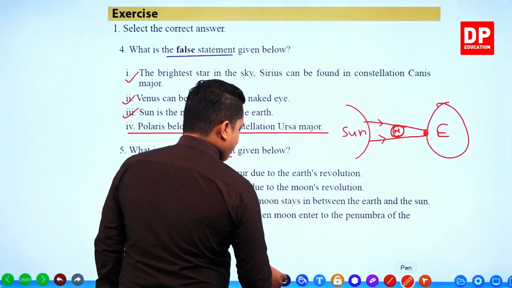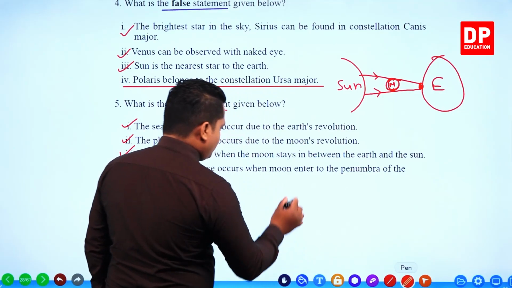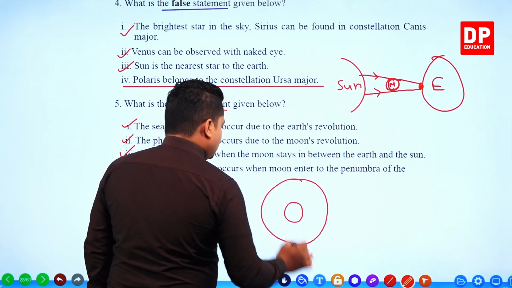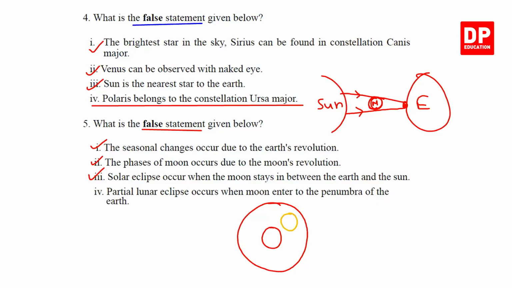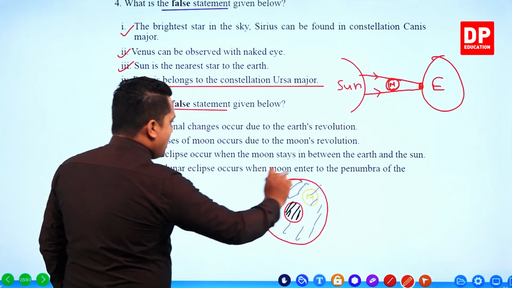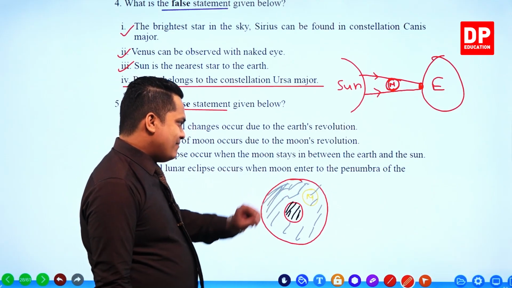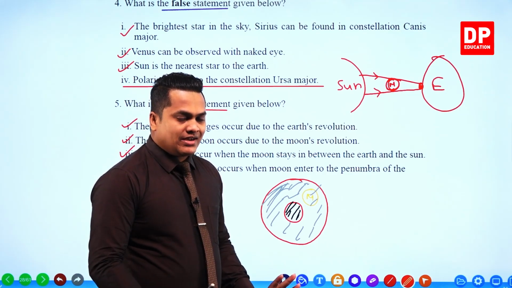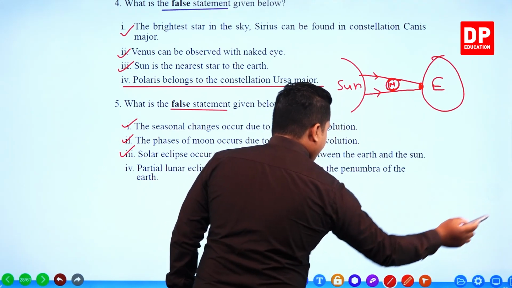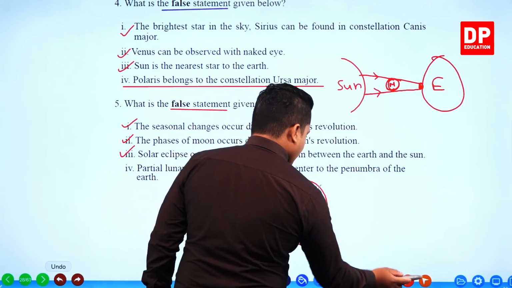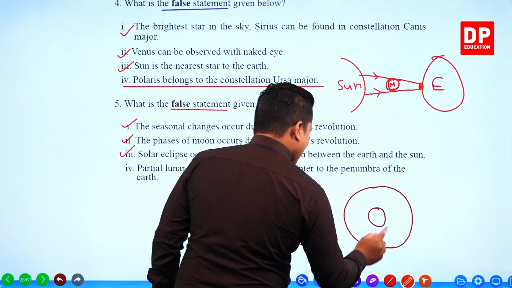Because this is how we draw the lunar eclipses. This is the moon, umbra, penumbra. So, when the moon is at the penumbra region of the Earth, this is not a partial lunar eclipse. A partial lunar eclipse is going to occur when the location is like this, my dear children.